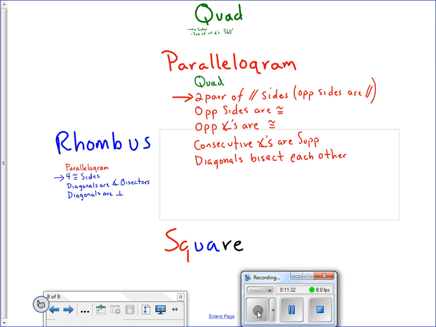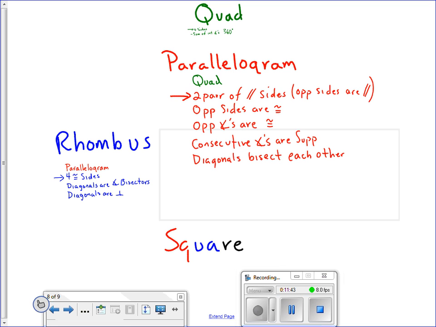So we have a parallelogram, so it's definitely a quadrilateral because it falls in that species of polygons, okay? So the main characteristic that sets it apart as a parallelogram is that it has 2 pair of parallel sides. But with that comes some additional characteristics. Opposite sides are congruent, opposite angles are congruent, consecutive angles are supplementary, and diagonals bisect each other.